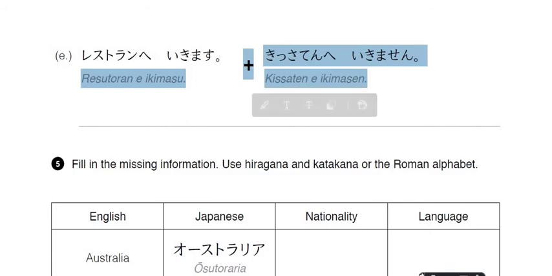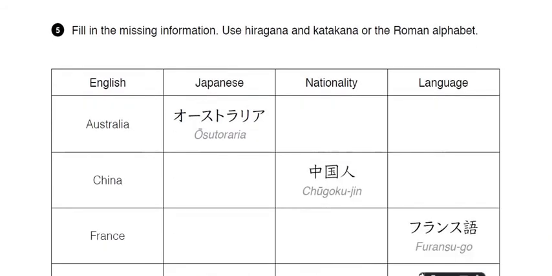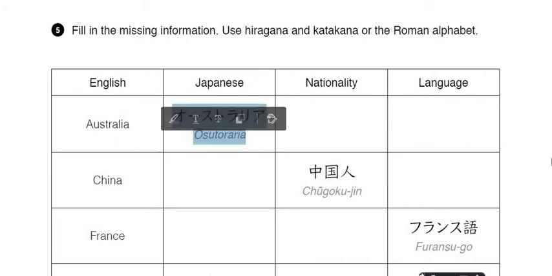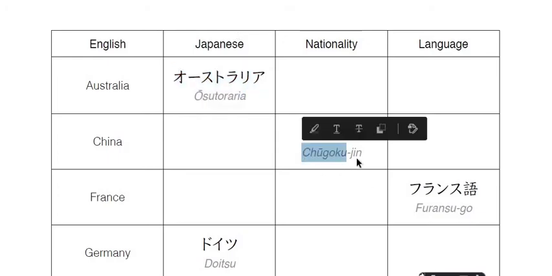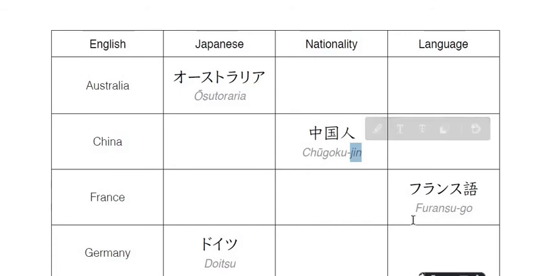Okay, let's move forward. You have to fill the missing information. Okay, so Australia is Australia. And what is your nationality then? I will give you a hint. Nationality will always add the name of the country plus jin. And a language will be the name of the country plus go. And if you are Chinese, how do you say that? China, how do you say China in Japanese? Okay, if you're Chinese, your nationality will be Chugokujin and your language will be, so you have to fill in the blanks.